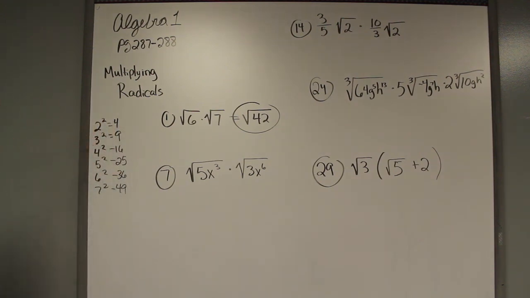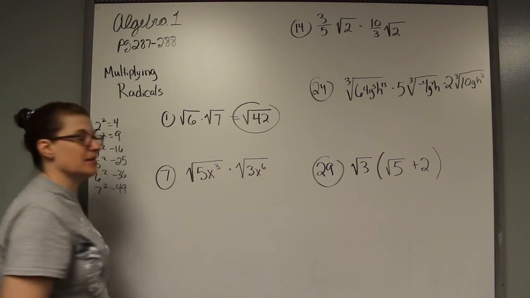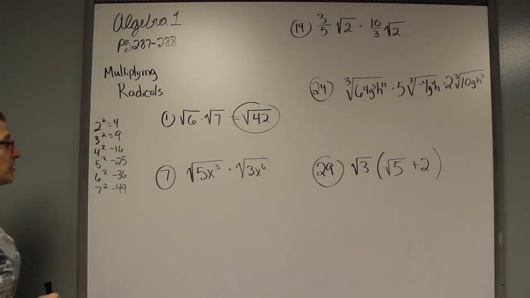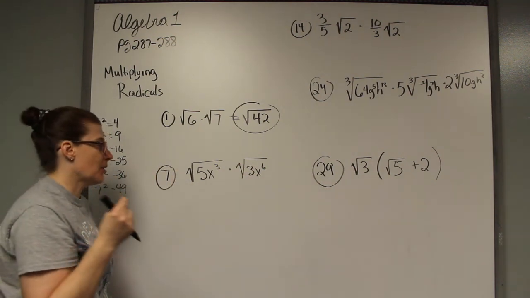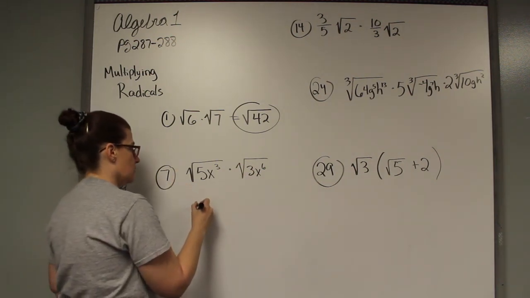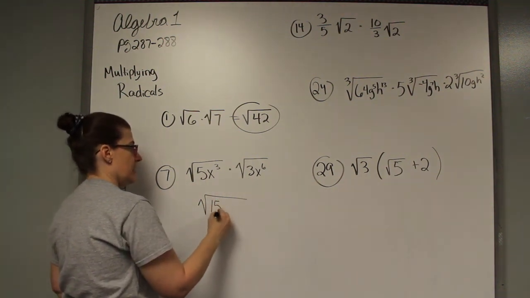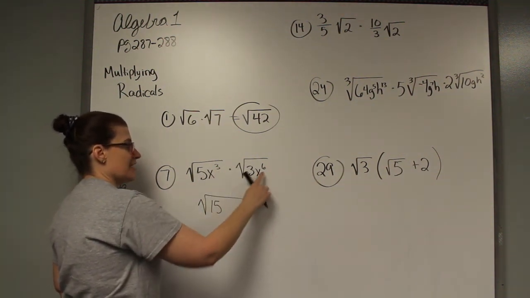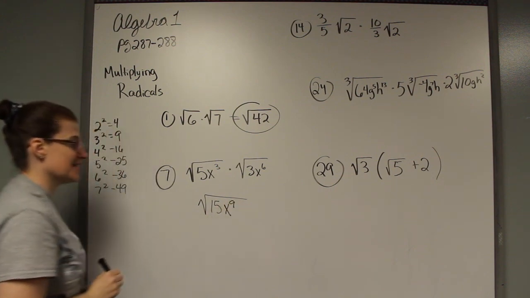All right. When we look at problem 7, I picked this one because it had exponents in there. The rule in algebra is when we multiply things with exponents, we have to add their exponents. So inside this radical, I'm going to go 5 times 3, which is 15. And then this is an x^3 and an x^6. So that is x to the 9th because 3 plus 6 is 9.